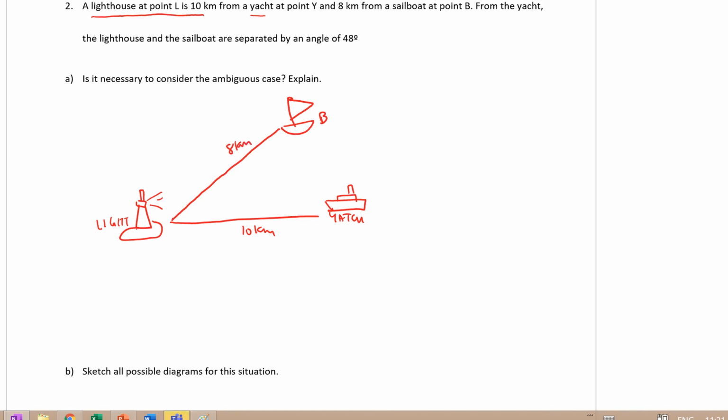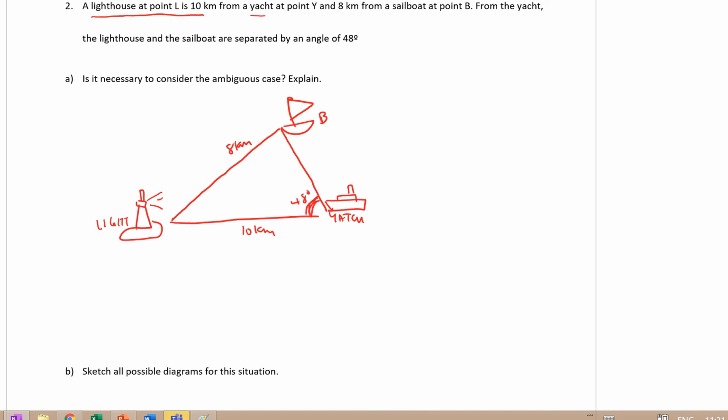Alright. And then from the yacht, so I'll draw from this yacht. It says the lighthouse and the sailboat are separated by an angle of 48 degrees. So this is 48 degrees. Alright, so here's my triangle.